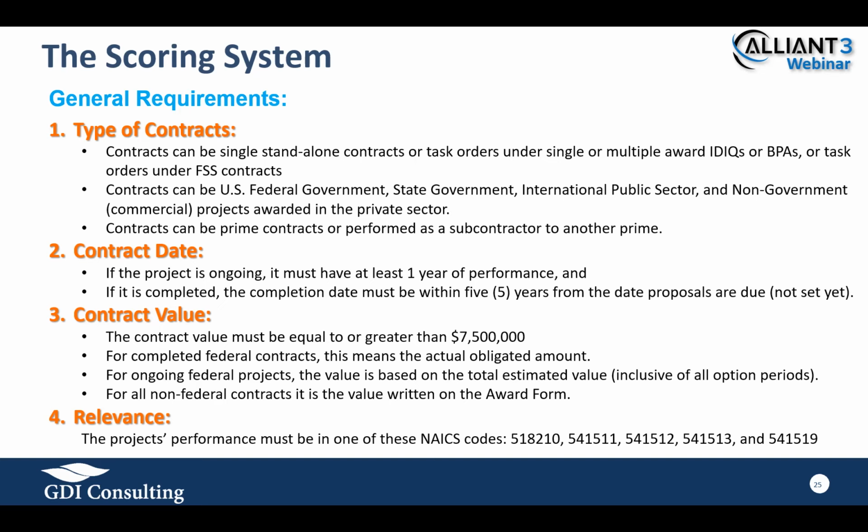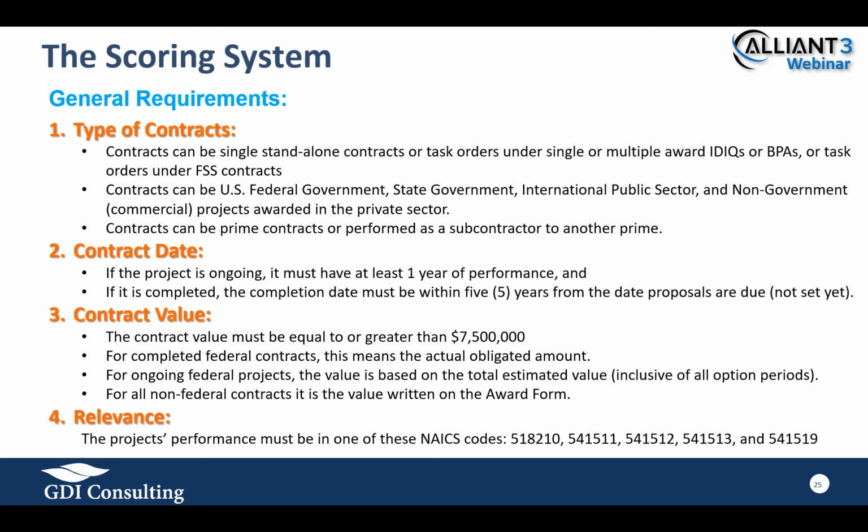As far as the contract value is concerned, they have changed that a lot. They have reduced it. So the contract value must be equal or greater than $7,500,000. Anything above that is fine. Doesn't matter what it is. You don't get extra points here. But that's the minimum, $7,500,000. And this is the overall value. If it's a completed project, it means that you have to look at the obligated amount. Sometimes it's more, sometimes it's less than what's on the paper on your contract. So obligated amount for completed contracts.